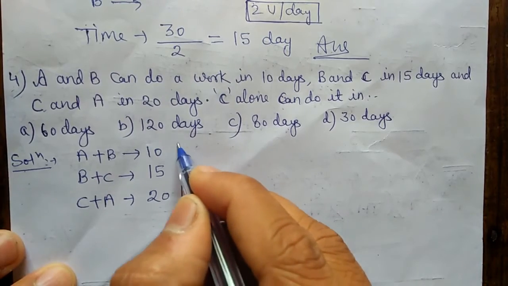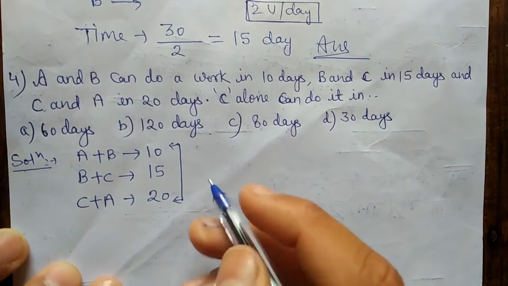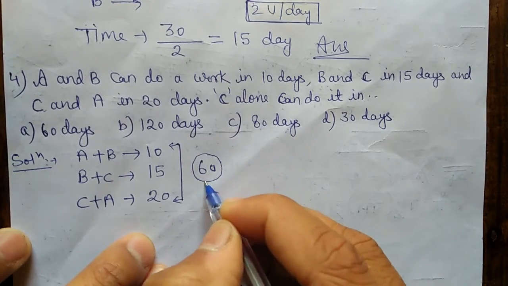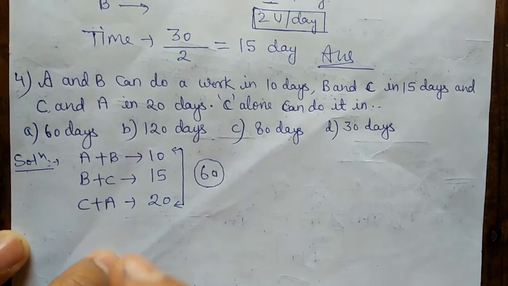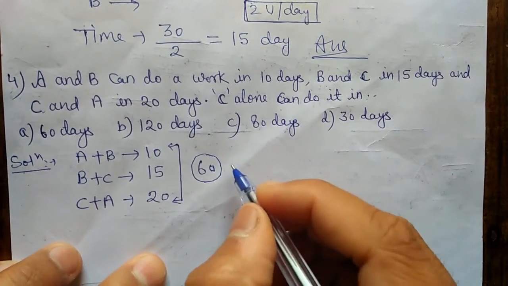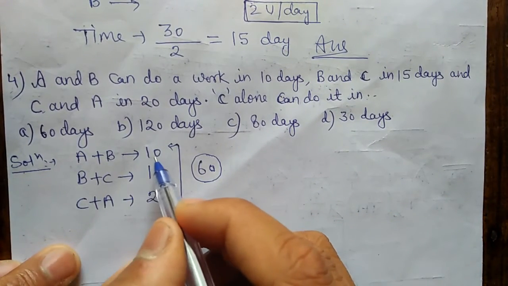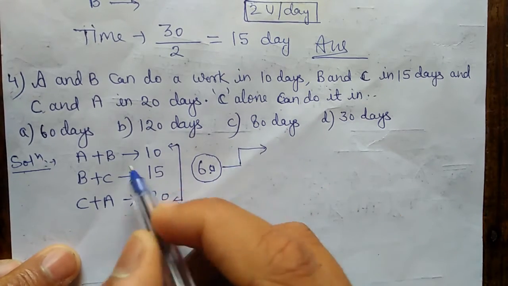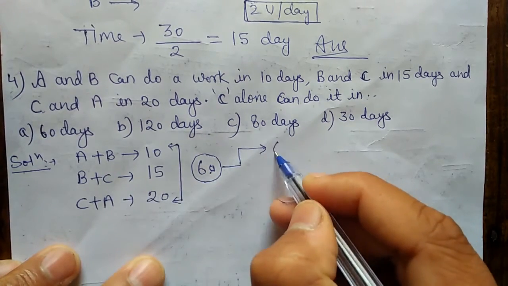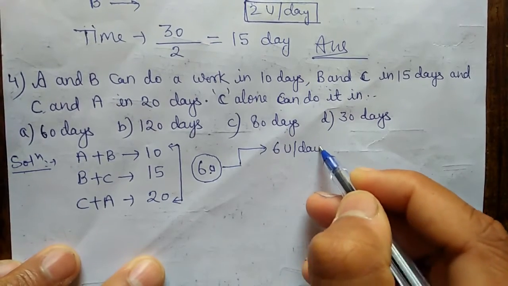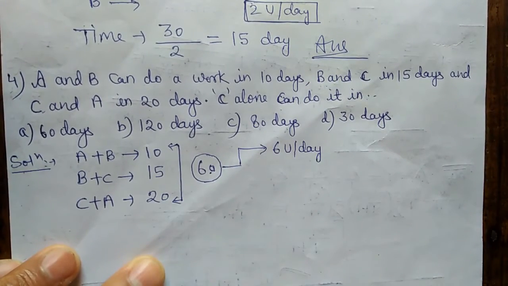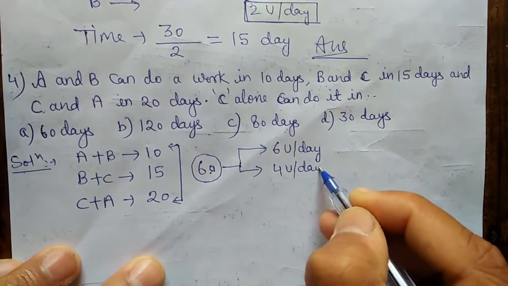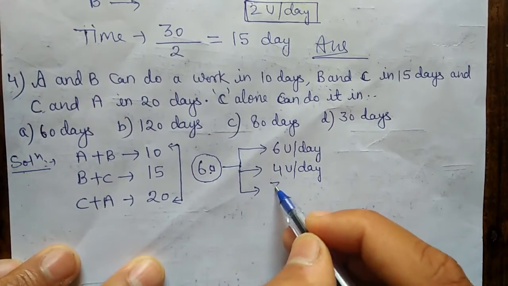First of all, take the LCM of all these. The LCM will be 60 only. Assume this is the total unit of work, 60 units they have to complete together. Suppose A and B together take 10 days. That means 60 units in 10 days means A and B will do 6 units per day only. Then only it is completed in 10 days. Similarly, B and C will do 4 units per day. Similarly, C and A will do 3 units per day.